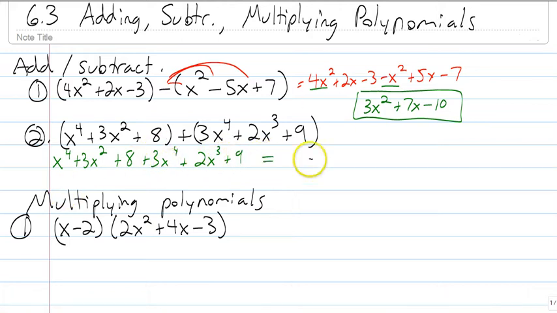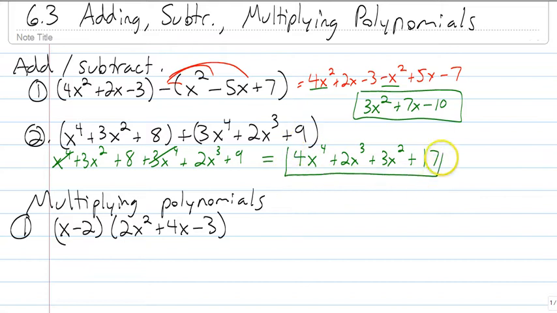I have 3x and 1x to the fourth, so I'm going to say I have 4x to the fourth. I am going to add the 3x squared. Oh, here's what you guys have to be careful with. You want to make sure that you do it in descending order. So now I've used these x to the fourths. I'm going to look at my x cubes. All I have is this 2x cubed. Then I have a 3x squared. I have no x terms, and then 9 plus 8 is 17. So this is the final answer right here.